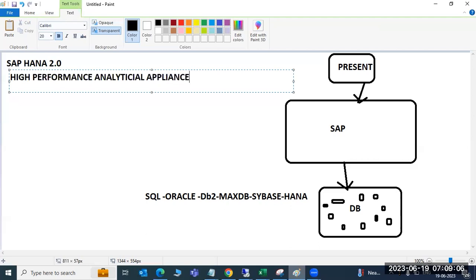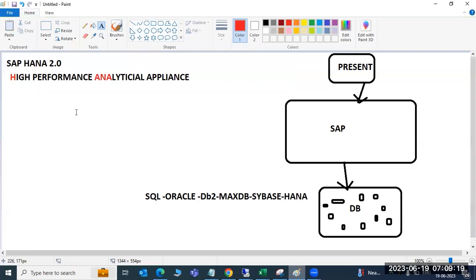High performance analytical appliance. Is this the abbreviation? Yes, right, this is the abbreviation. So this is HANA. They have taken the four words into consideration and named it the HANA database. HANA database: High performance analytical appliance.